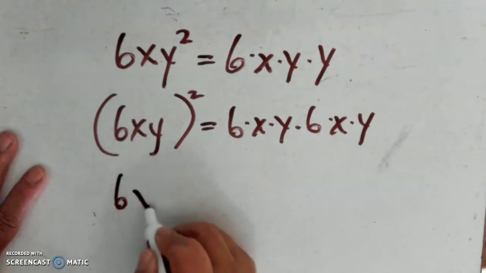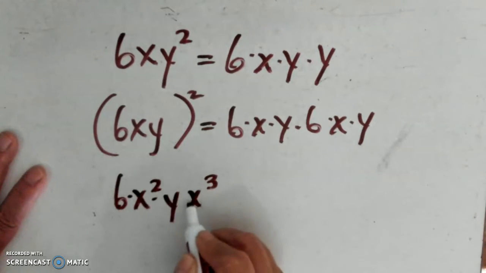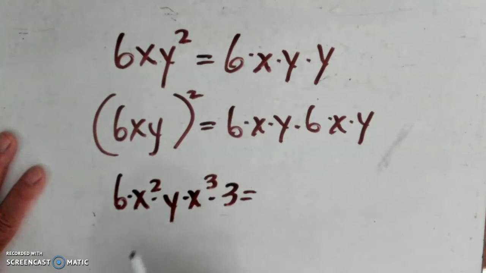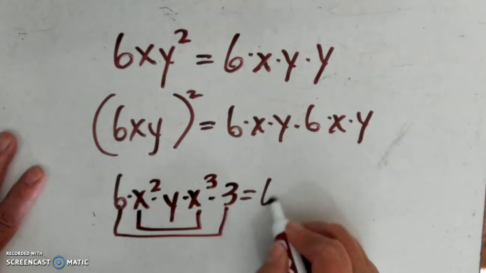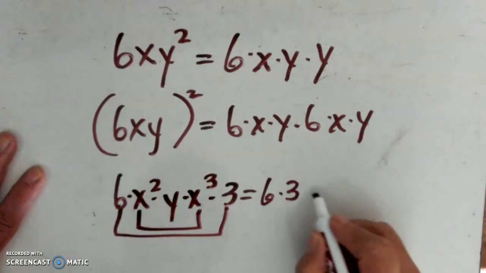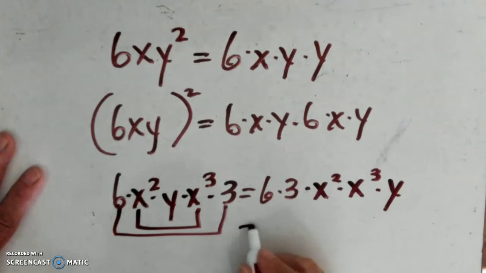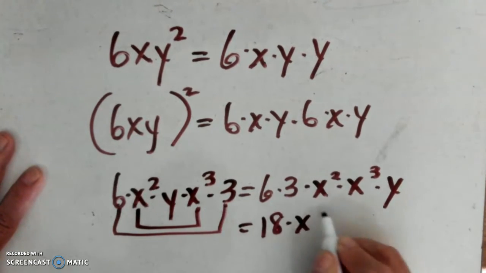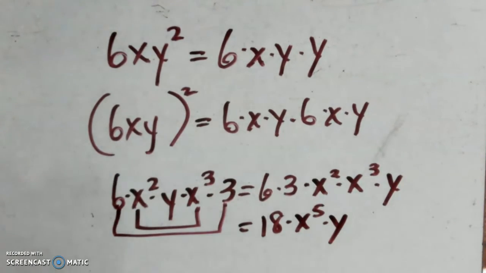If I had 6x squared times y times x to the 3rd, and these are all being multiplied, times 3, really the only thing that I can actually use the rule on is the 2 x's, because those have the same base, and I can take 6 times 3. This would be the same as 6 times 3, I'm just going to regroup them, times x squared times x cubed times y. It would simplify to be 18 times x to the 5th times y. Okay, so when you're using these rules, you have to identify your bases, and then you can use the rules that apply. Okay, one more time real quickly with the rules.